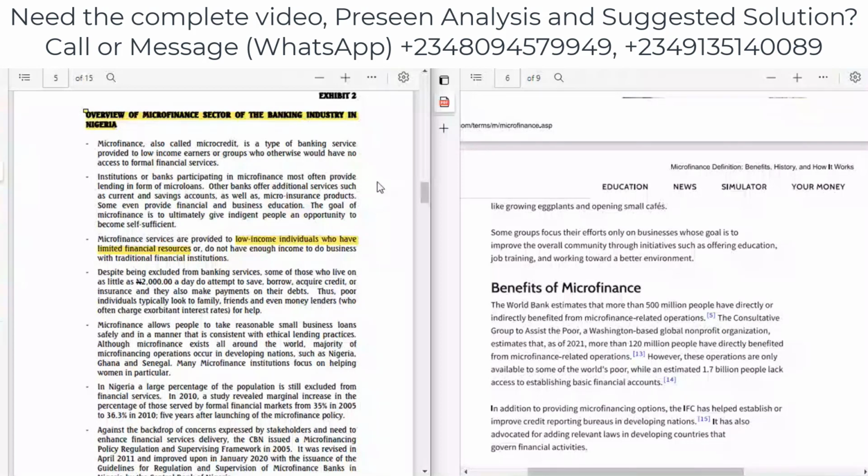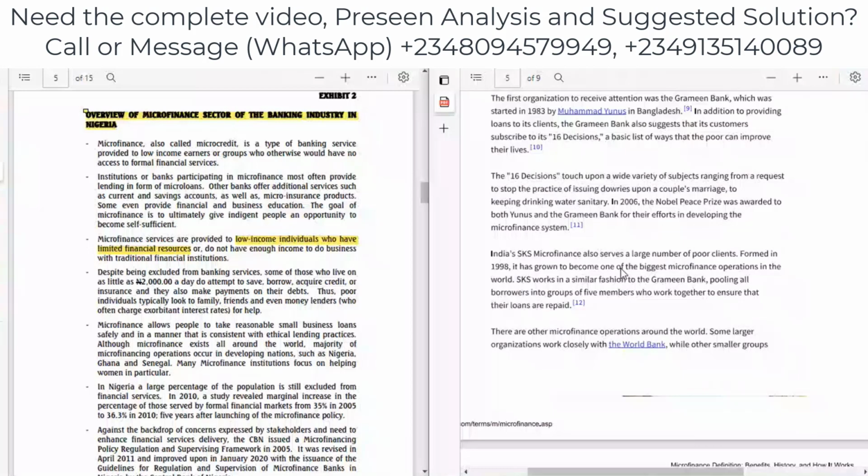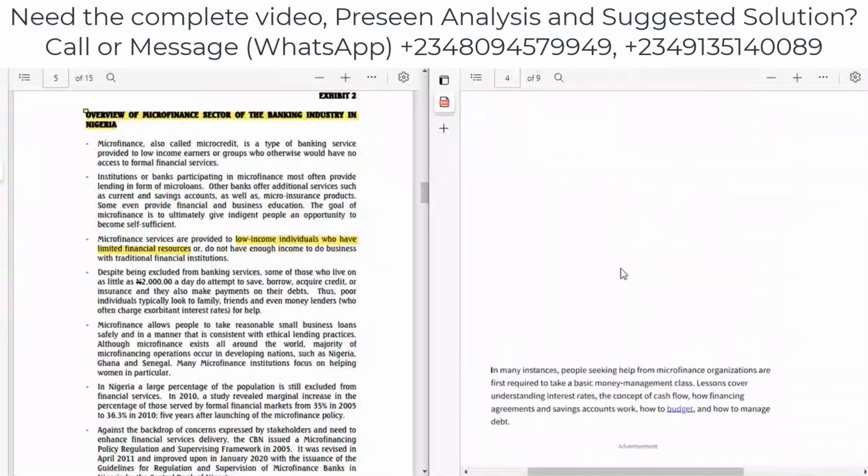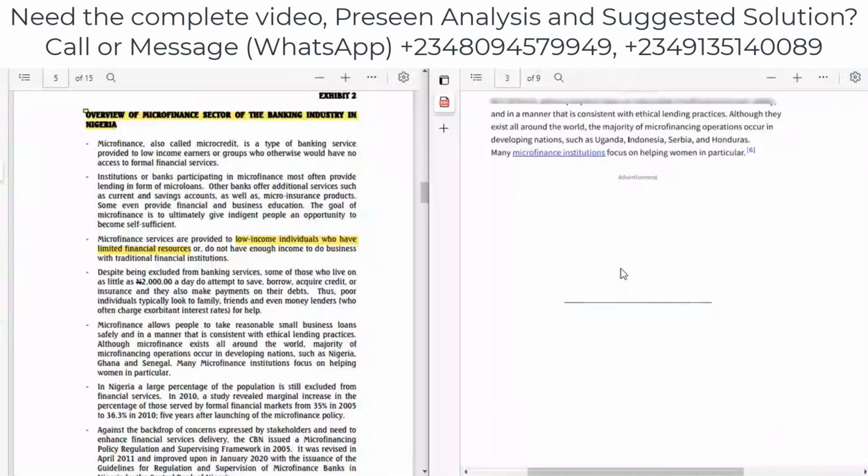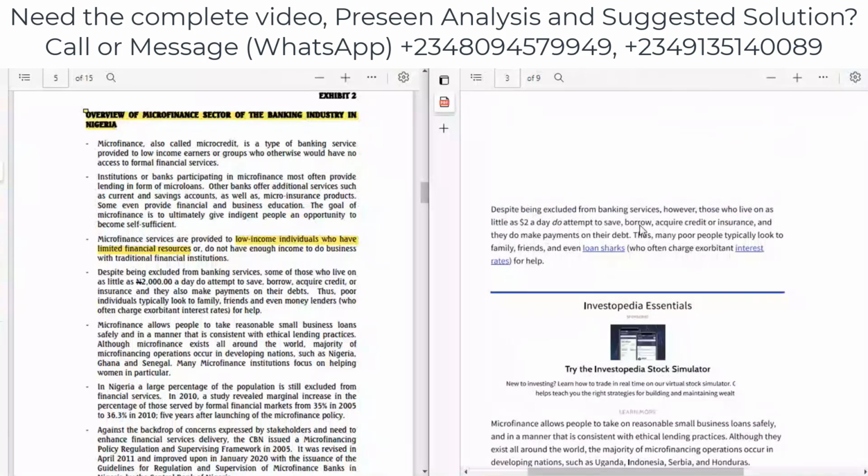Despite being excluded from banking services, some of those who live on as little as 2,000 naira a day do attempt to save, borrow, acquire credit or insurance, and they also make payments on their debts. It is here in dollars anyway, I can now convert it. Those who live on as low as $2 a day, you can see that they converted it at the rate of 1,000. So poor individuals typically look to family, friends, and even money lenders, who often charge exorbitant interest rates for help.